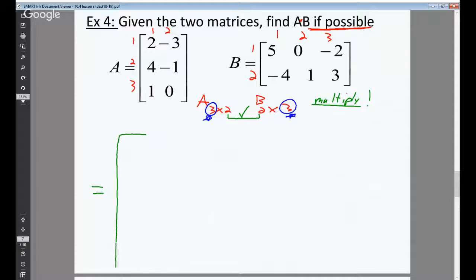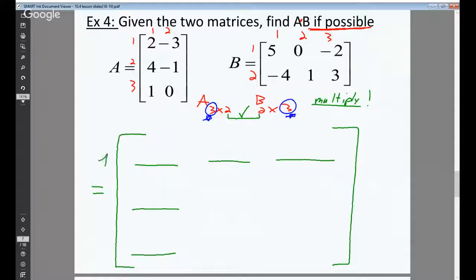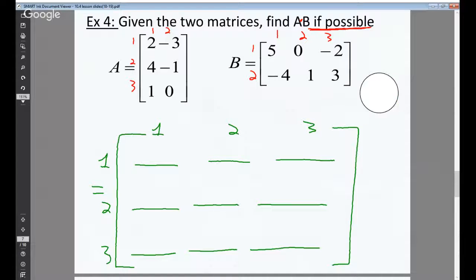So let's go ahead and make a really large matrix. And let's make it so it has 3 rows. And then let's make it so that it has 3 columns. There you go. Row 1, row 2, row 3. Column 1, column 2, column 3. And then let's go ahead and fill in the rest of the spots with lines. All right, so now that we've checked, these two can be multiplied and we know the dimensions of our final answer. Now let's get to multiplying.